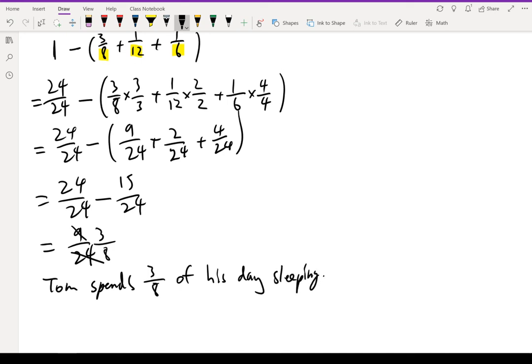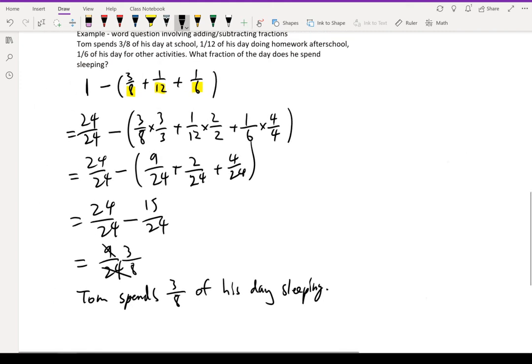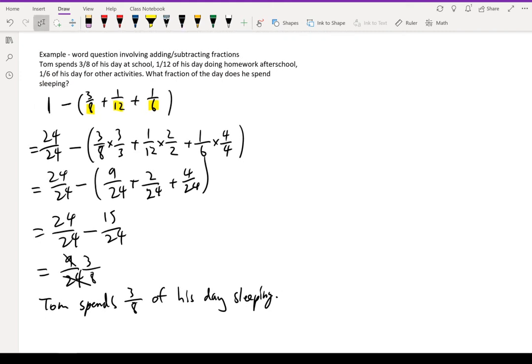Okay, so that's it for the example question. It involves adding and subtracting. So first, again, you have to change the fractions into the same denominator, and then after that, you have to add and subtract the fractions.